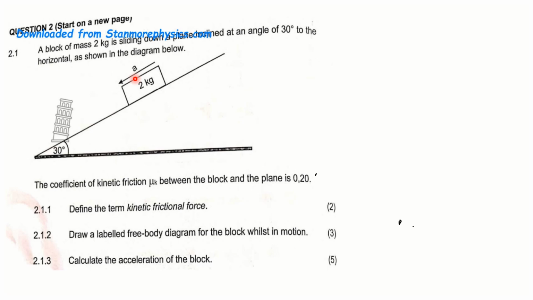Good day, grade 12. In this video, we are going to answer this question: given a block of mass 2 kg that is sliding down a plane inclined at an angle of 30 degrees to the horizontal, as shown in this diagram. So in actual sense, we have this block. It is sliding. We don't have a force applied, however, it is sliding, obviously due to the fact that it's an incline and we have a certain angle here.